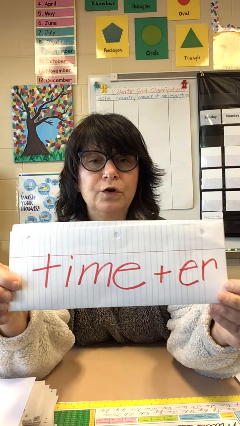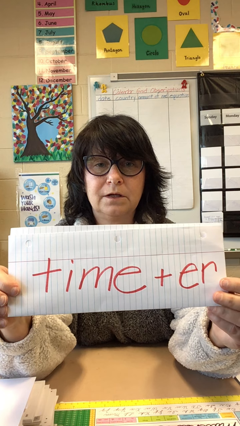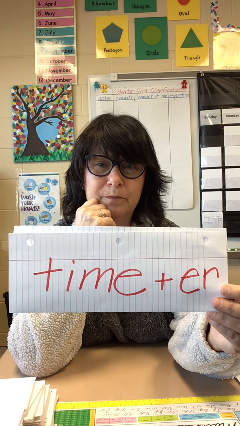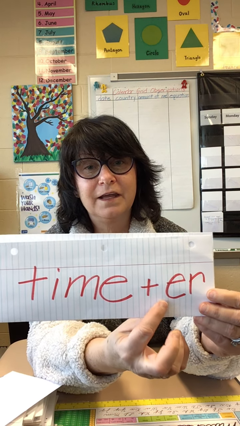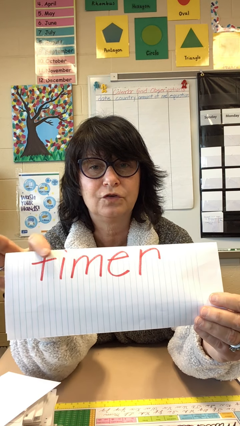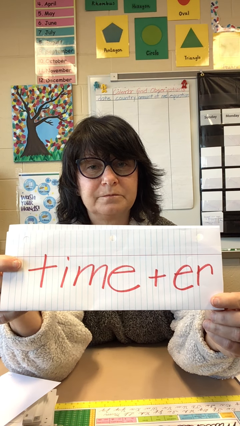All right, I have a few other examples of that, and I want you to tell me if we should drop the silent E or not. So I have the word time, and I'm thinking I want to make it into the word timer, like you're going to set a timer. Should I drop the silent E before I add the suffix? Yes, because it is a vowel suffix. So it looks like this. You have to drop the silent E, otherwise you would have two E's in a row. Timer.